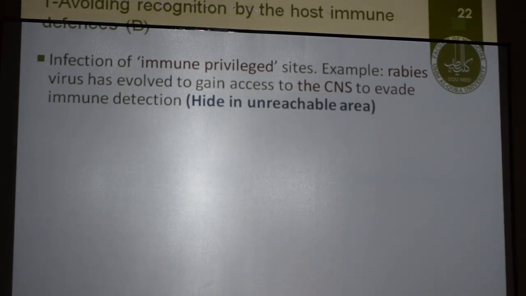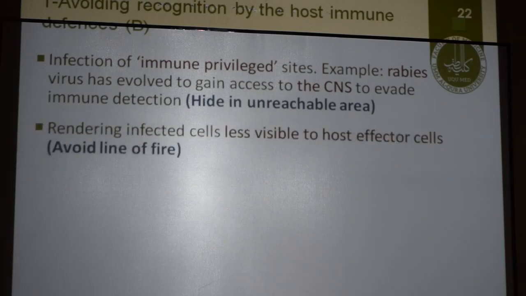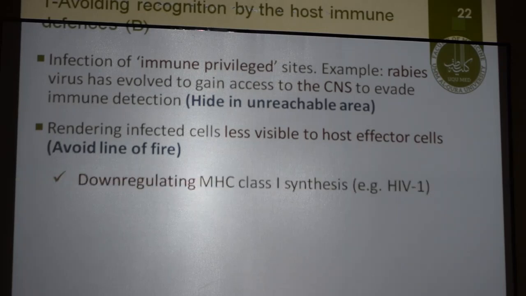So some viruses will go and hide there, and the best example is that of rabies, which is spread by a bite of a rabid dog. That virus goes and hides in the brain and then causes the infection. So you can see how they play with your immune system. They do different things. Sometimes they will avoid the line of action. So wherever they think that they can be damaged, they play with that.